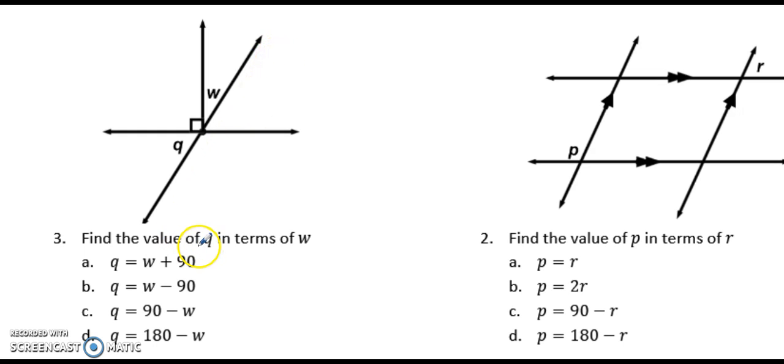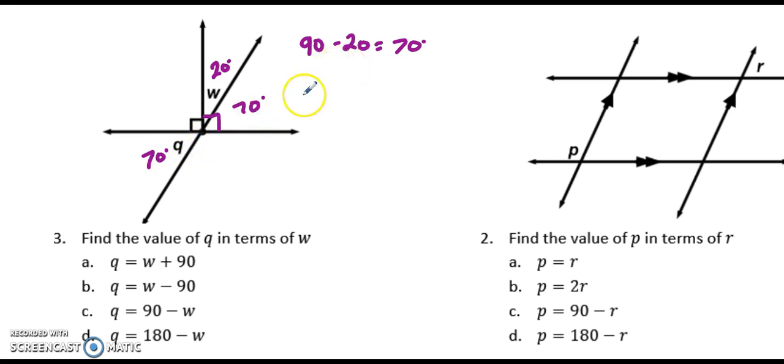Number 3, find the value of q in terms of w. Now I'm going to use the same technique as I did in number 1 and 2, where I'm going to pretend that w is a value for now. But if you're getting the hang of this and you think you can do it without putting a number in for w, try that. For now, let's say w is 20 degrees. How would I find q? Let's see. Since I know that these two angles are complementary, I would have to take 90 and subtract 20 from it to find out that this is 70 degrees. And since these are vertical angles here, I know that this q will also be 70 degrees.